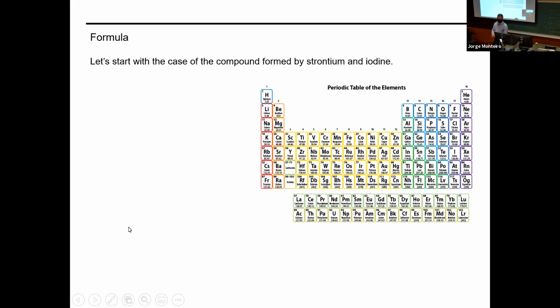Okay, let's do a quick practice here. So the question here is, what's the formula of the compound formed by strontium and iodine? Strontium is Sr, iodine is I. So first thing I want you to locate this element in the periodic table. Second, figure out the number of valence electrons, looking at the number of the group. Third part, figure out the charge that each element will acquire. And final, figure out the formula of the compound formed by strontium and iodine. So let's think about that for a minute.